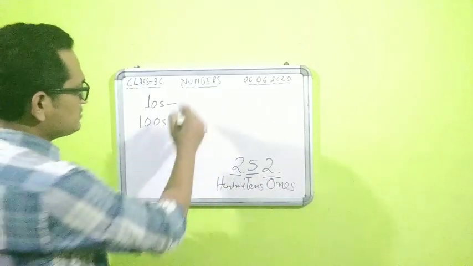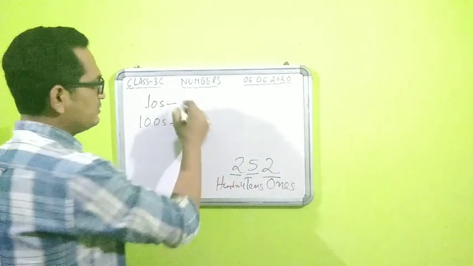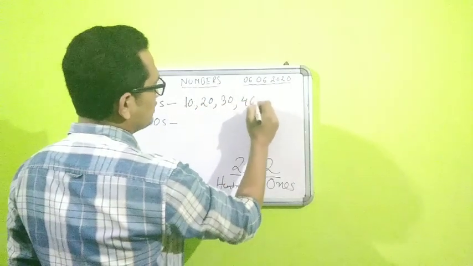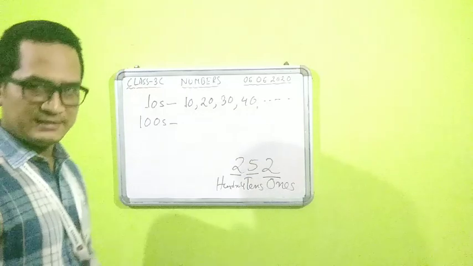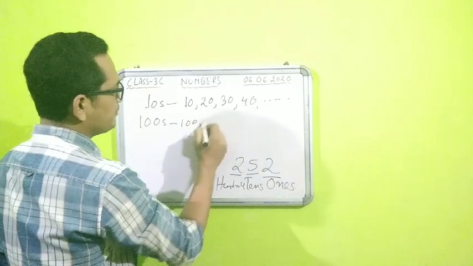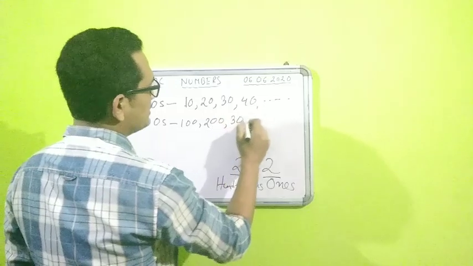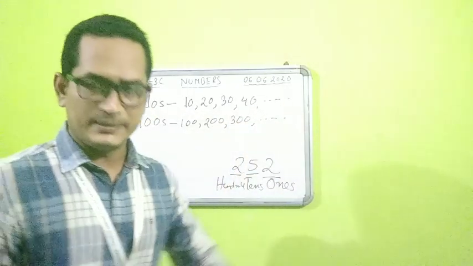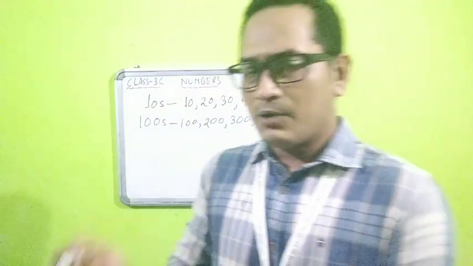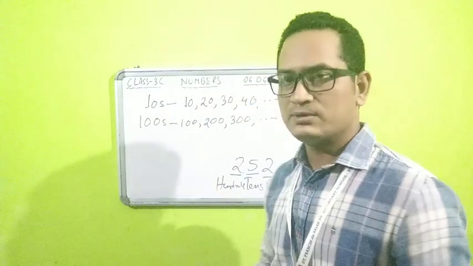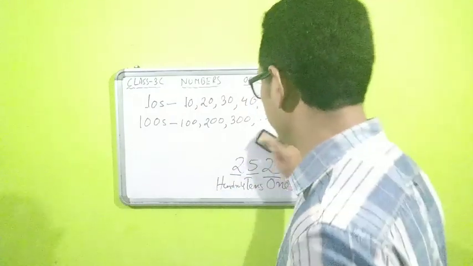Now today, the tens place, what will be the tens? That is 10, 20, 30, 40. These will be the tens place numbers. And hundreds, you can say 100, 200, 300, etc. So these will be the hundreds place. Fine. So how are we going to write these numbers, that means how to find out the place value of these numbers? Let us find that out.